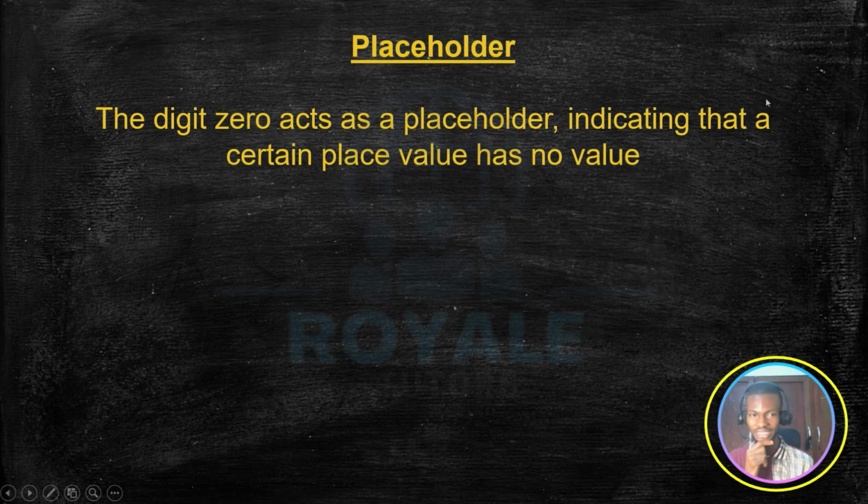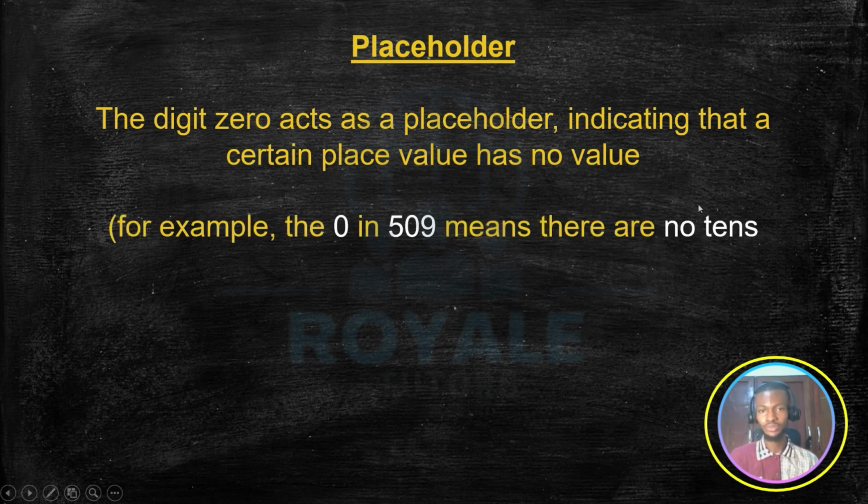Now let's see an example. For example, the 0 in 509 means there are no tens. Can you see that? So 5 is in the hundreds place and 9 is in the ones place, but 0 is in the tens place, meaning that there are no tens. So in this number, 509, we have 500, 9 ones, but 0 tens. That is, no tens at all.